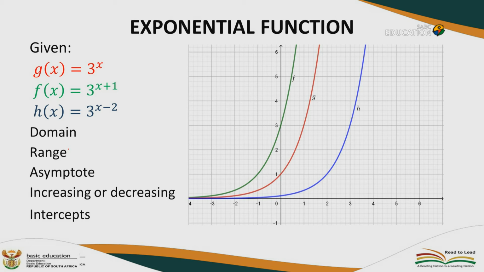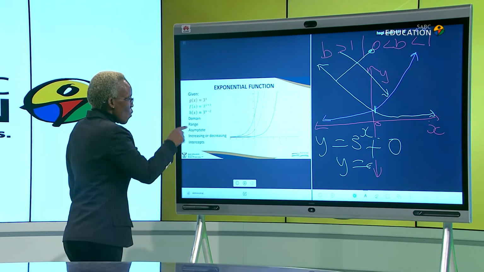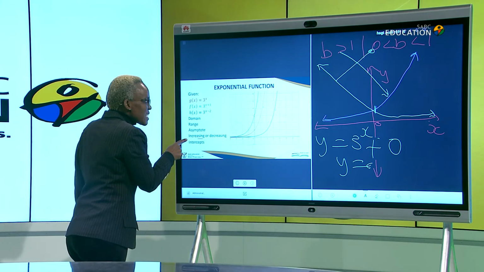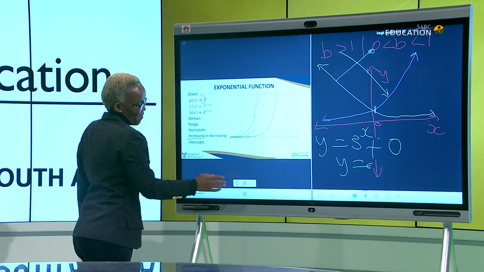So the domain is still x an element of real numbers. What is the range? Range, because it's still above. Remember, it's the case of b greater than 0. What is the asymptote? Still the x-axis. Increase or decrease? It's increasing, because what is our b? Our b is greater than 1. So it's still an increasing function.